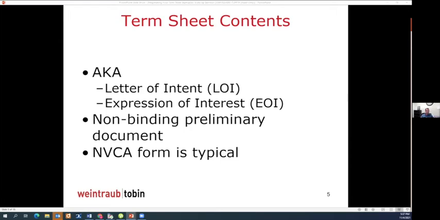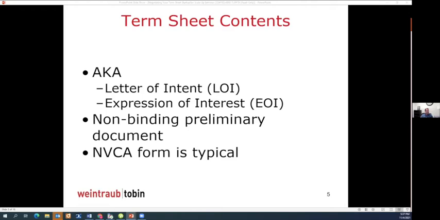So, the term sheet is sometimes known as a letter of intent or an LOI. I've also seen expression of interest or an EOI. These are all the same thing. I think different sub-industries and folks coming from different industries have different terms for it, but it's all the same idea, the same concept. So if you see any of those, that's all the same thing that we're talking about here.